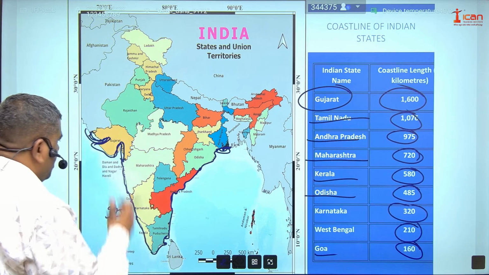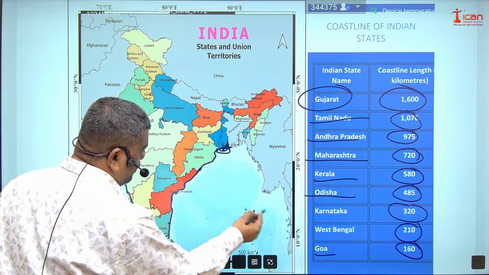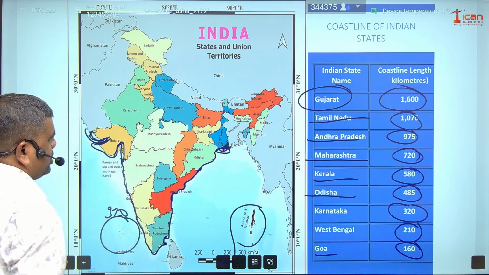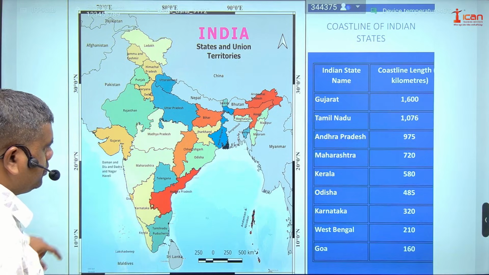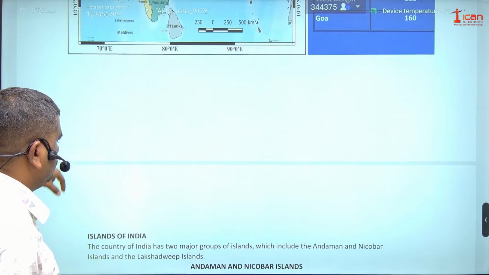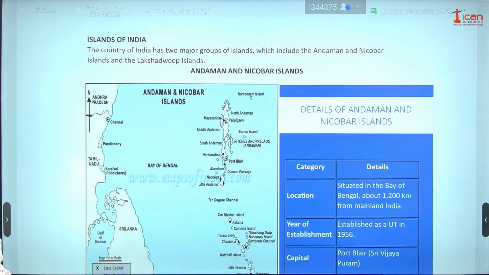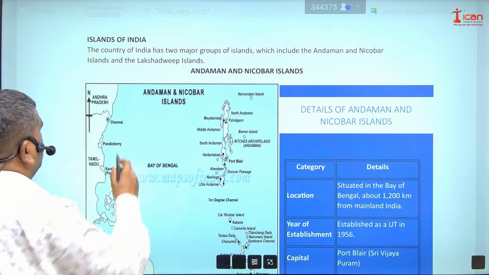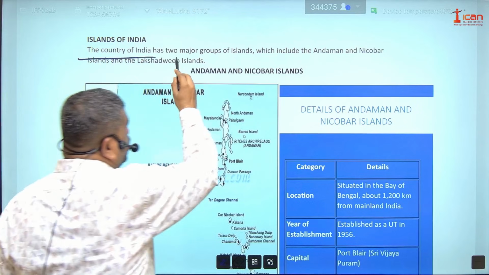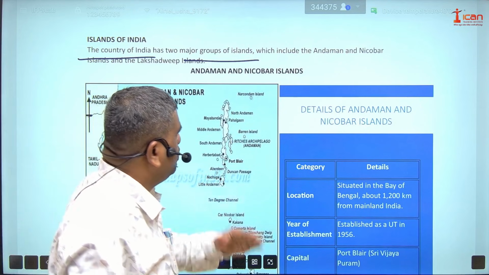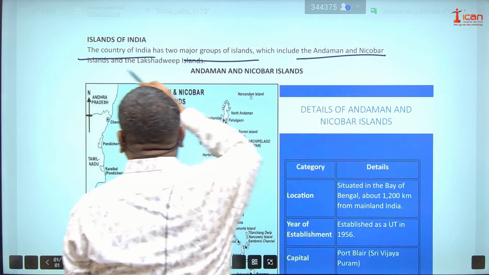So India has both a western and an eastern coastline. We are not even counting these islands here. These are separate, but these coastlines are there. Now we will look at the islands of India. So what are the major islands in India? The country of India has two major groups of islands. What are those? They are the Andaman and Nicobar Islands to the east and the Lakshadweep Islands to the west.